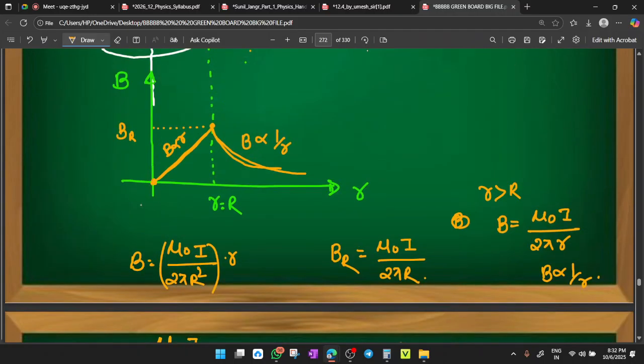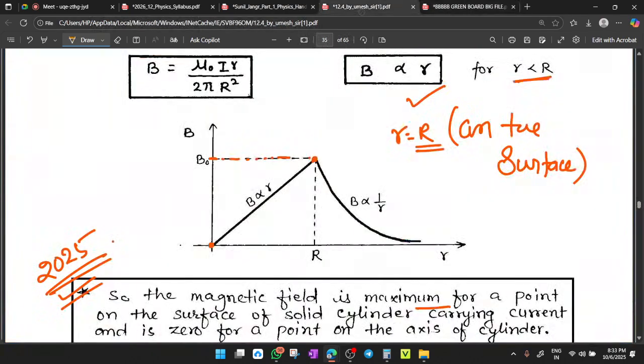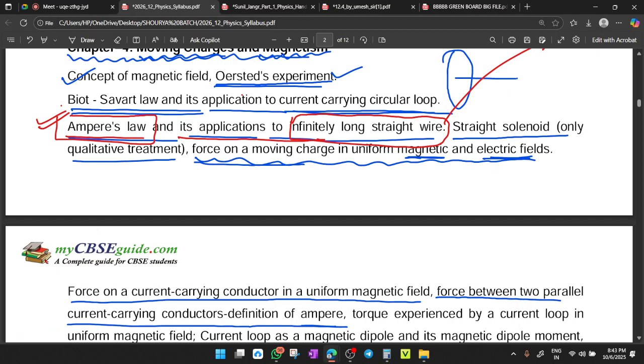Clear or not clear? Check here. At this one point, r equals 0. Slowly, slowly, r is moving up to the radius R. So whenever r equals 0, B is also 0. So at r equal to 0, B equals 0. In simple words, on the axis of a current carrying cylinder, your intensity will always be 0. Right? Okay, guys.